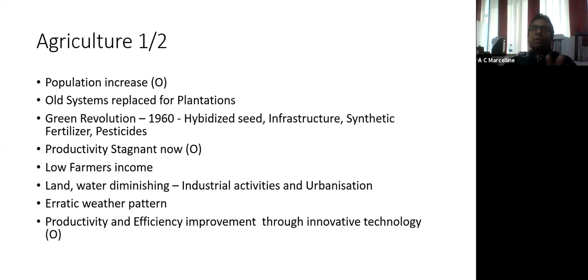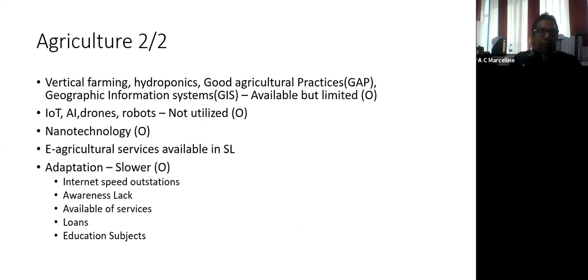I'm very excited about this agricultural information that the CEO wants to go through with. Vertical farming, hydroponics, good agriculture practices, geographic information systems, all these things are available in Sri Lanka, but limited. The making use of this is limited, because number one, the expertise, number two, willingness to shift. So these are critical ones which can be made use of, and people are not making use of them.